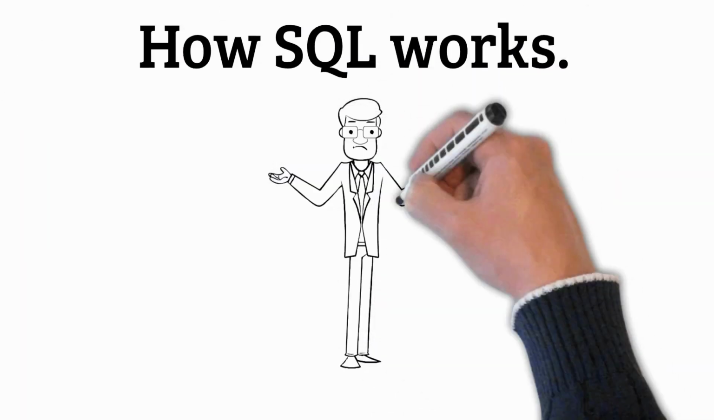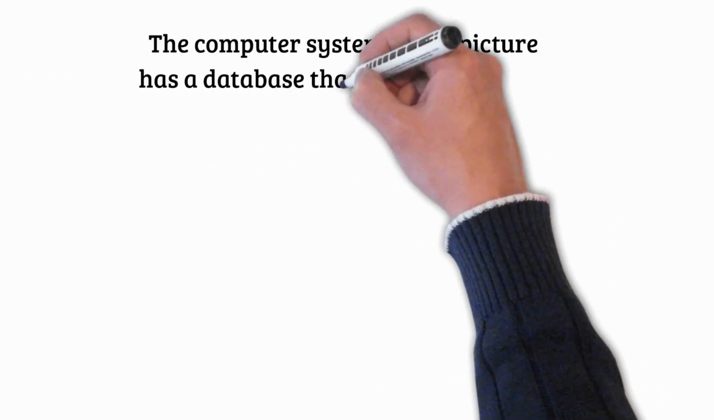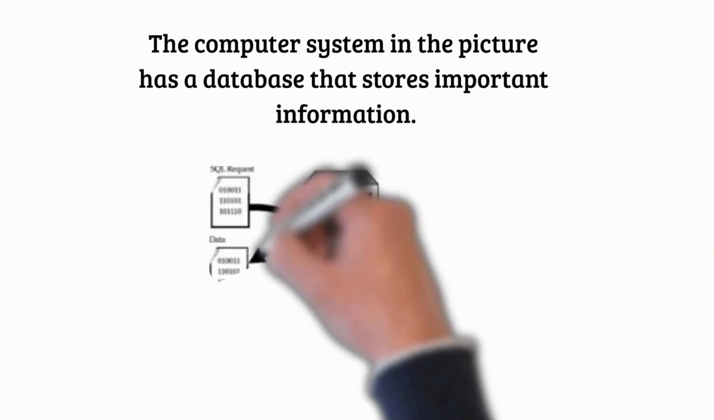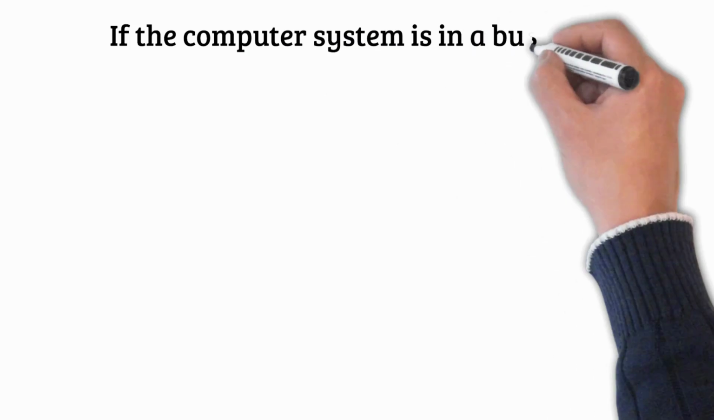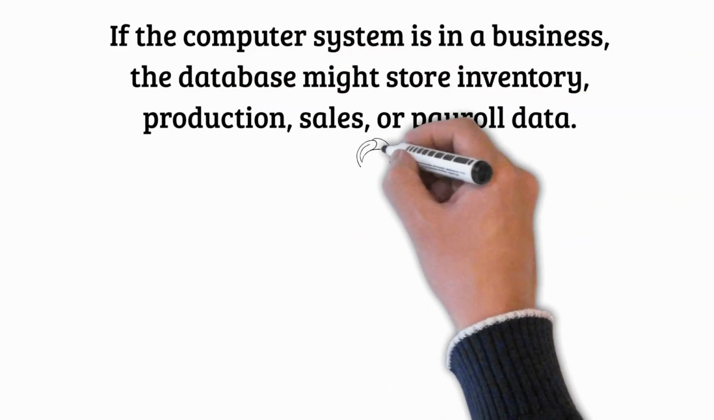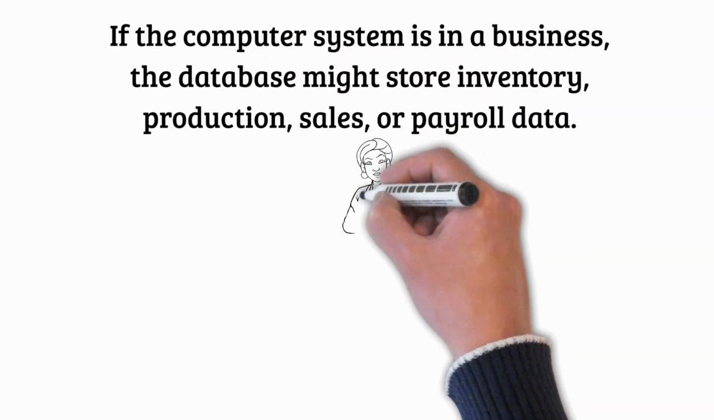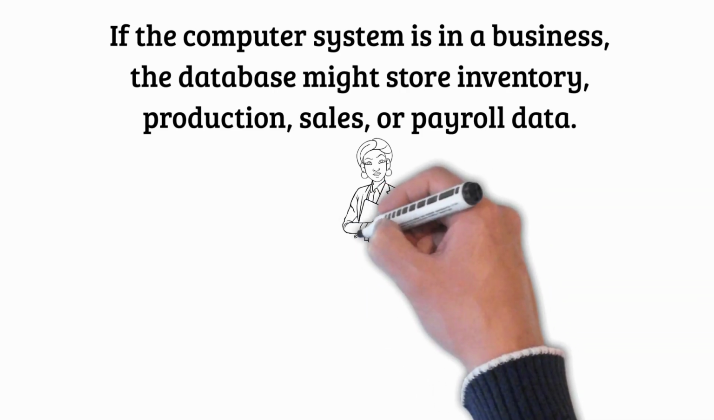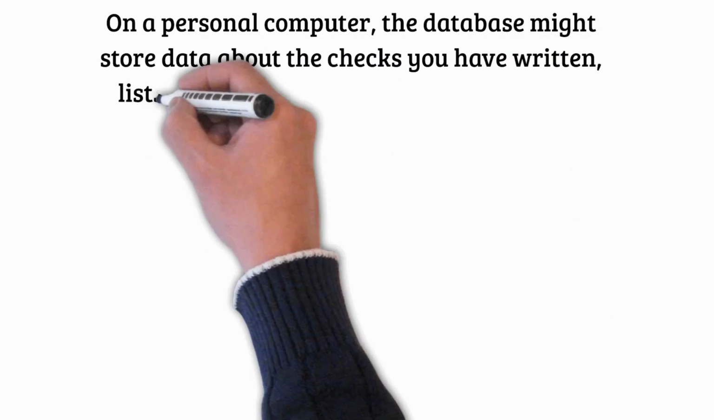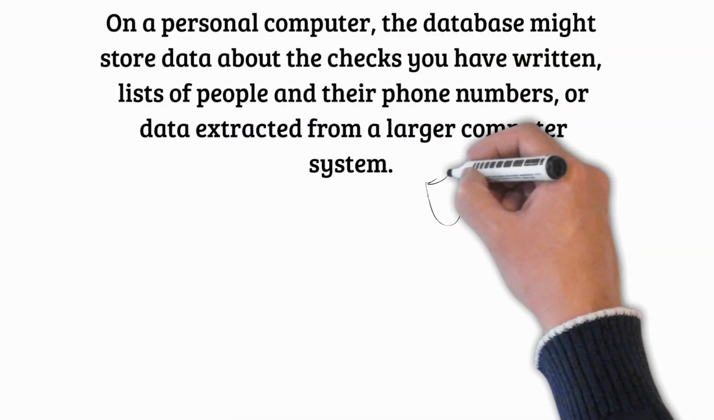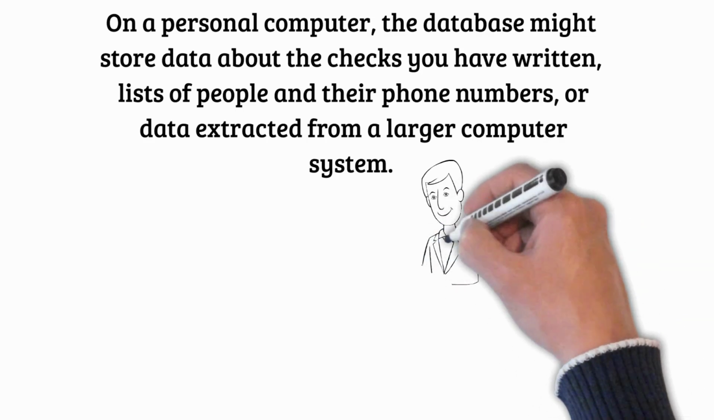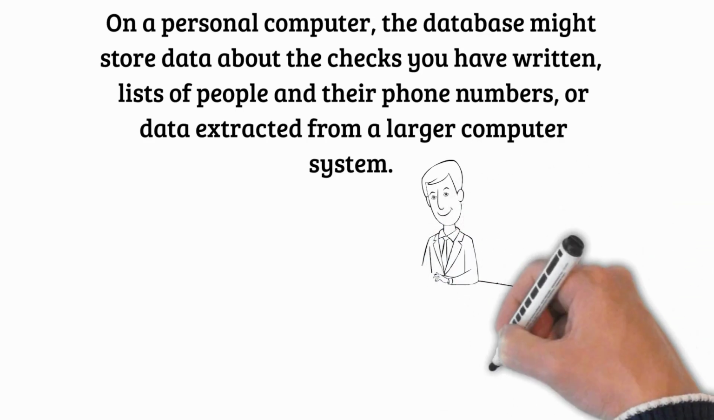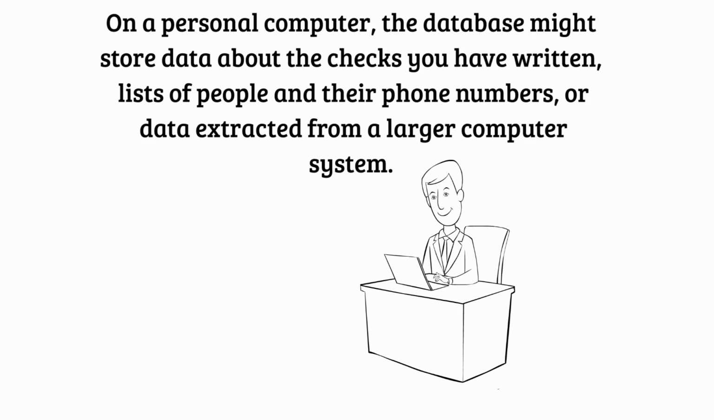How SQL works. The computer system in the picture has a database that stores important information. If the computer system is in a business, the database might store inventory, production, sales, or payroll data. On a personal computer, the database might store data about the checks you have written, lists of people and their phone numbers, or data extracted from a larger computer system.